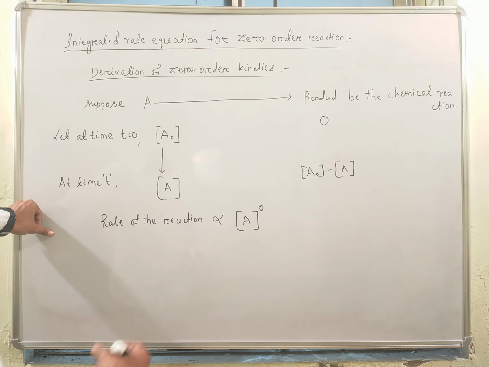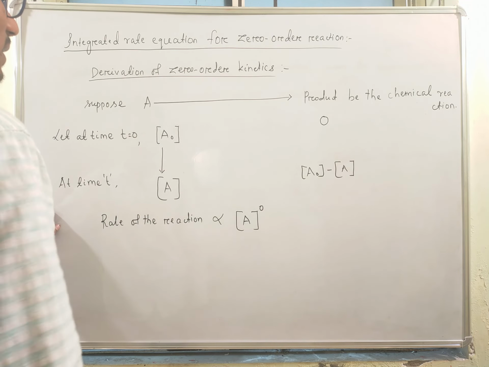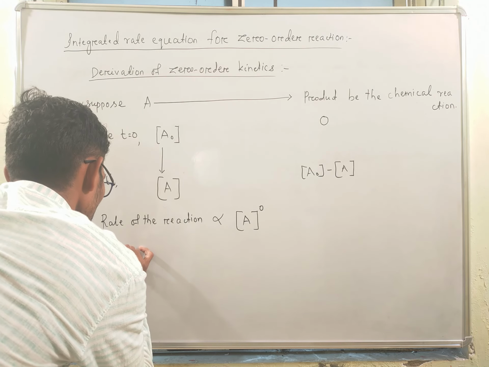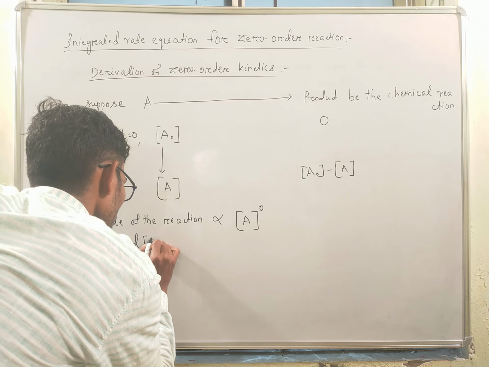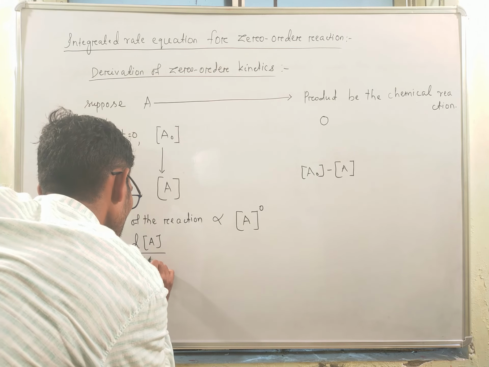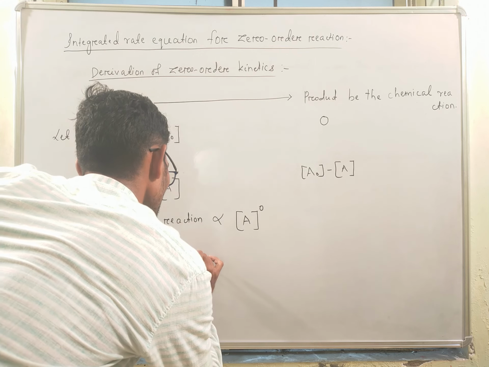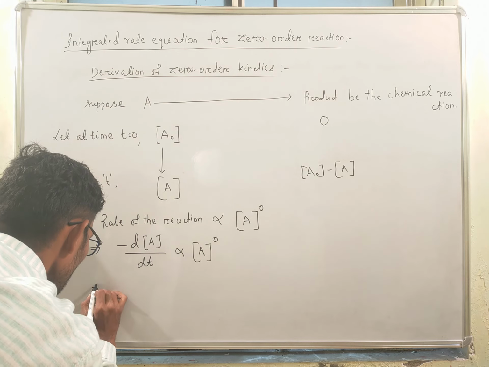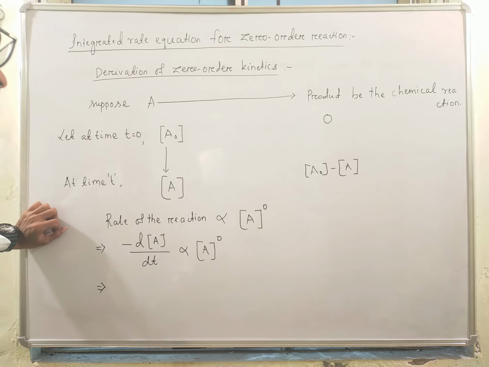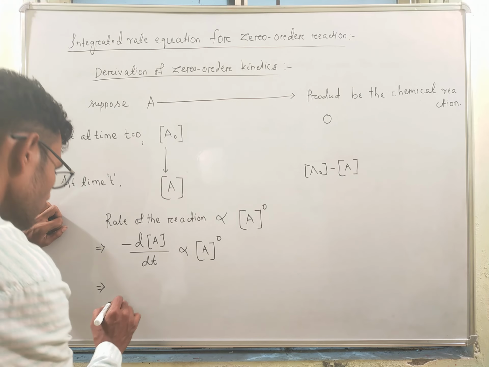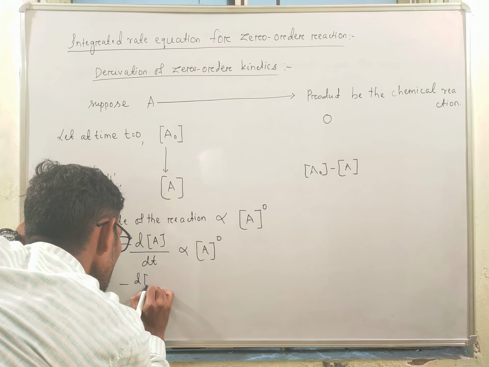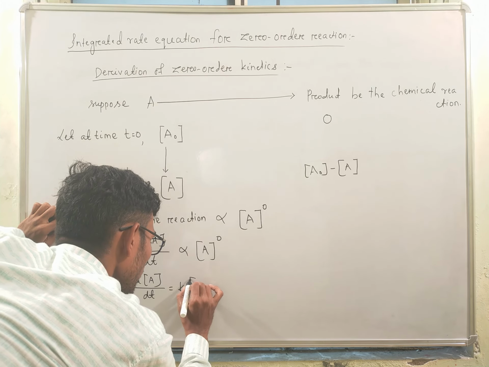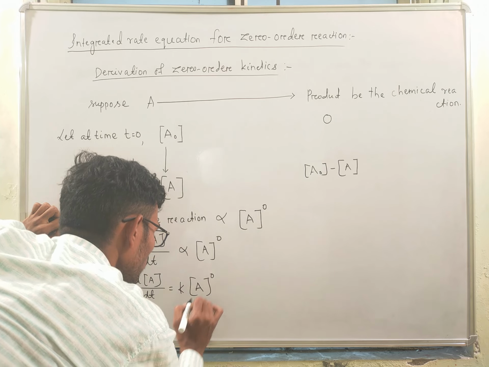Now here we can write the rate of reaction in terms of reactant as minus dA by dt. So minus dA by dt is proportional to A to the power 0, which implies minus dA by dt equal to k A to the power 0.